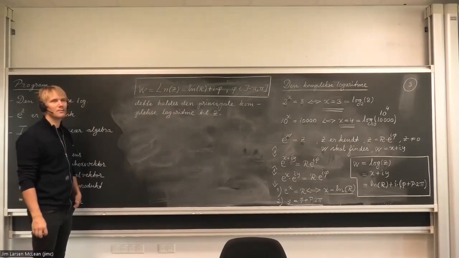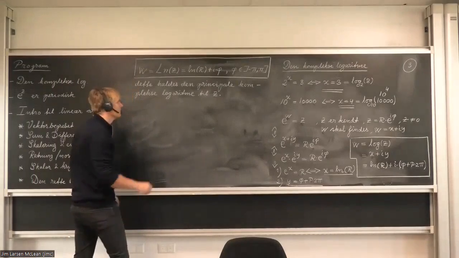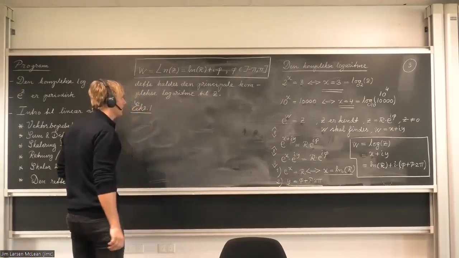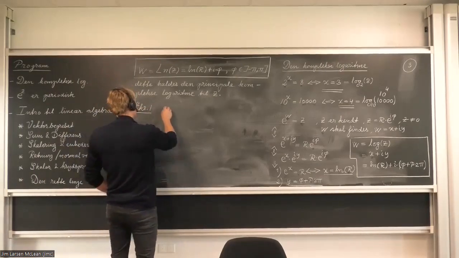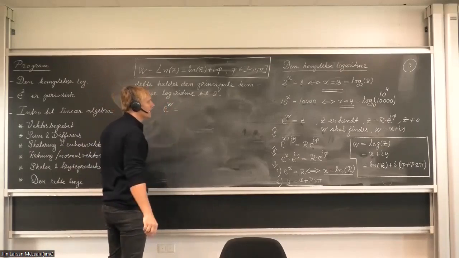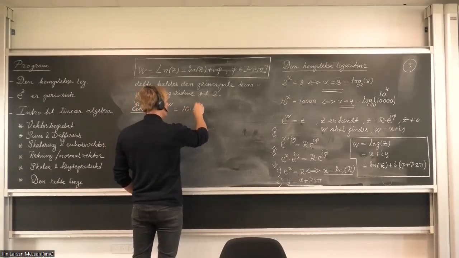So let's just work through an example. It might make it a bit easier to grasp. Here comes an example. So we need to find this w, such that e to the w equals some number z. So let's call it 10 times Euler's number raised to the power of a times 1.5 b.